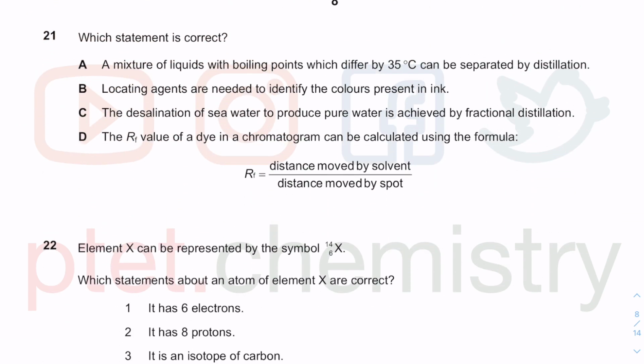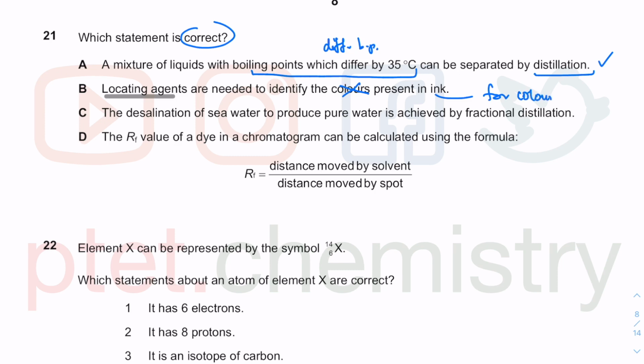Question 21, which statement is correct? Mixture of liquids with different boiling point. If you have different boiling point, you can do distillation, so A is already correct. But if we look through the other options, locating agent is not for colors because it's for colorless spot. Things like amino acid, if they are colorless, cannot see. If you cannot see, that means you need locating agent. If you already have colors in ink, you can see it, you don't need locating agent.